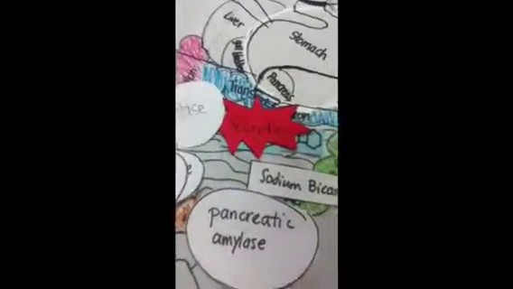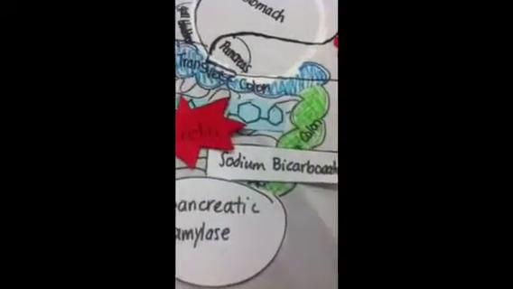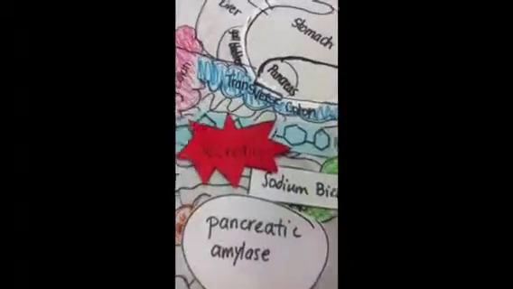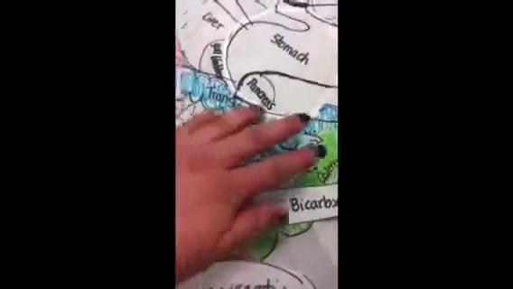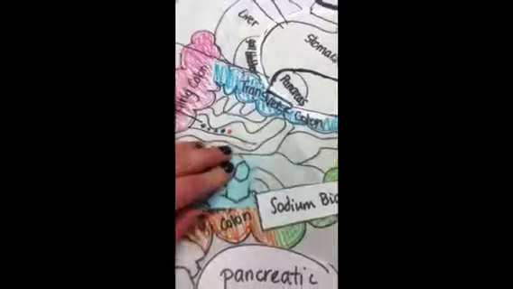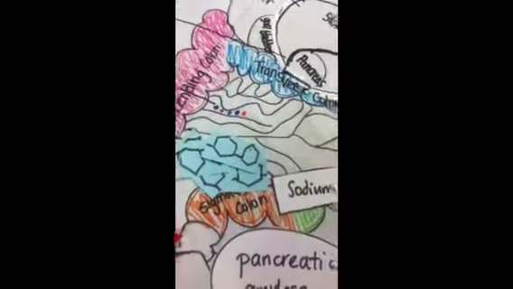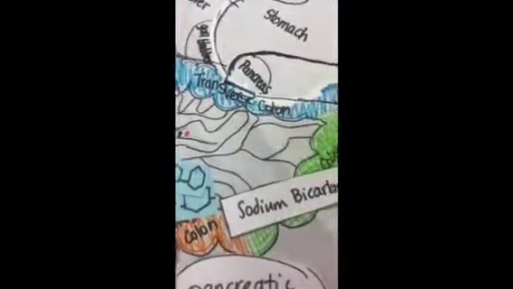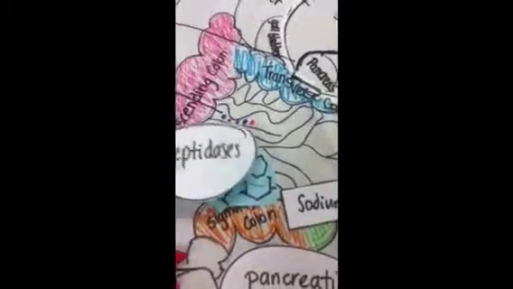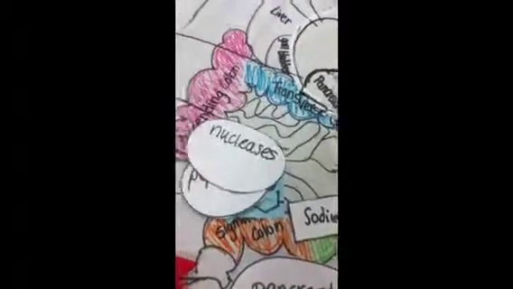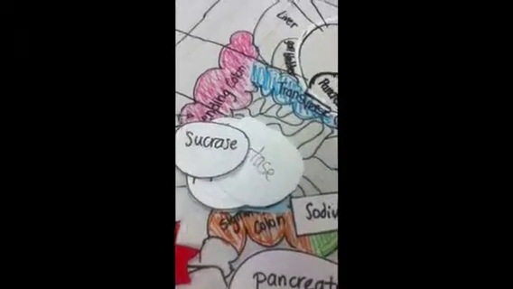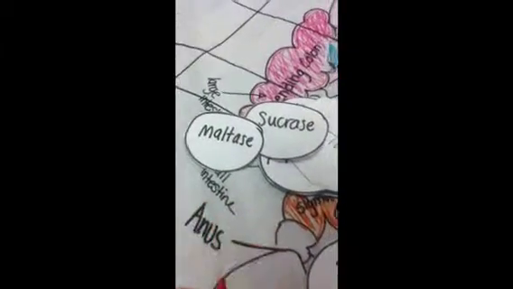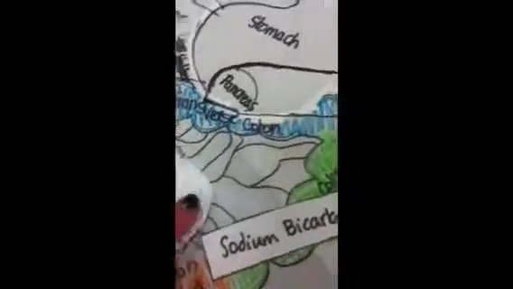The pancreatic amylase digests the uncooked starch and turns it into maltose. The maltose moves further down into the smaller intestines. The intestinal juices release the enzymes peptidases, nucleases, maltase, sucrase, and lactase. The maltase digests the maltose into 2 glucose molecules.